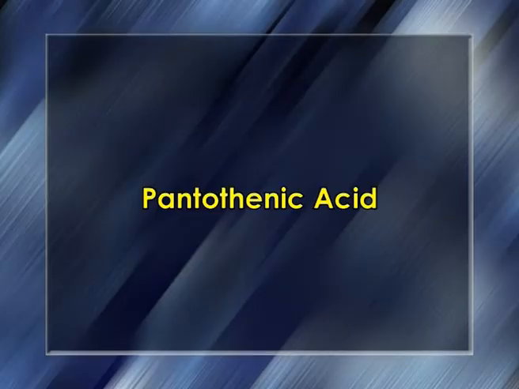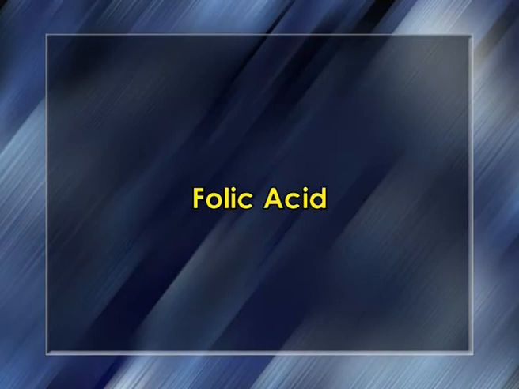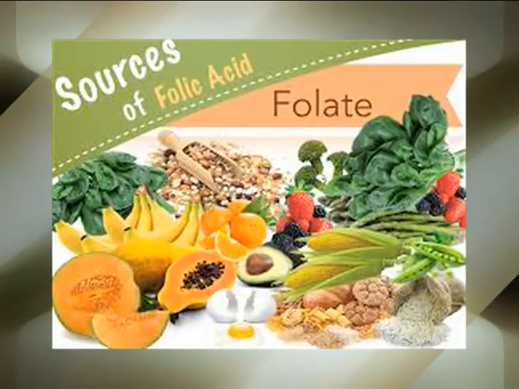The next, pantothenic acid. Pantothenic acid is widely distributed in all foods, particularly of animal origin, whole grains and legumes. It occurs in small quantities in milk, fruits and vegetables. The next is folic acid. Folic acid is also known as folacin. Pure folic acid occurs as bright yellow crystalline compound slightly soluble in water. The main sources are liver, kidney, yeast and green leafy vegetables.